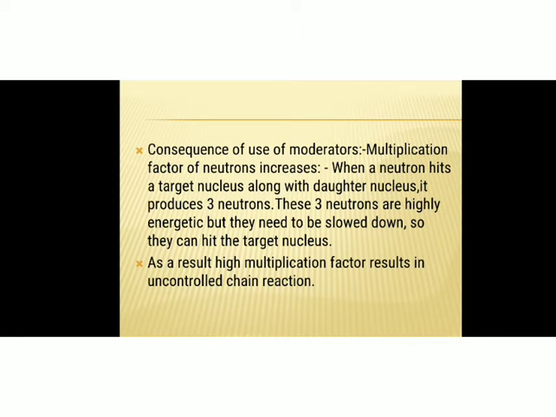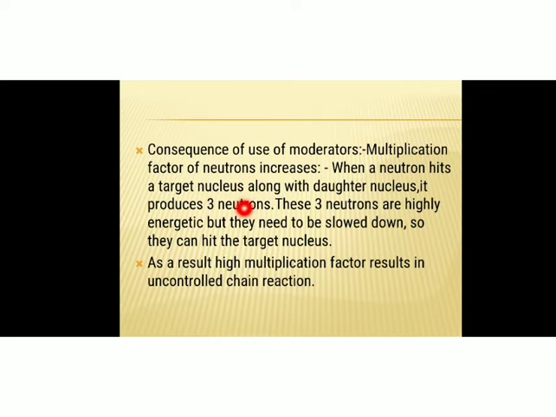Then, the consequence of use of moderators. When moderators are used, the multiplication factor of neutrons increases because more and more neutrons will be capable of producing fission reaction. Whenever the fast-moving neutrons are slowed down, more and more neutrons will be capable of inducing fission reaction. So the number of neutrons produced in each generation will increase, thus the multiplication factor will also increase.